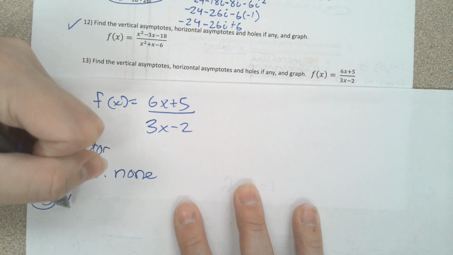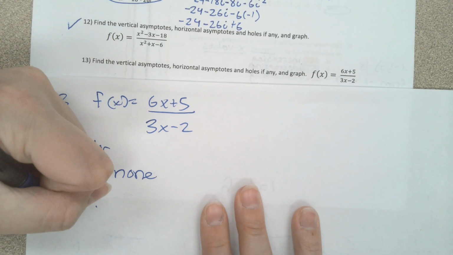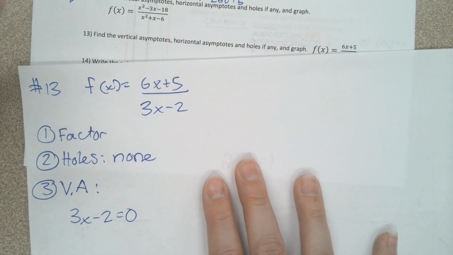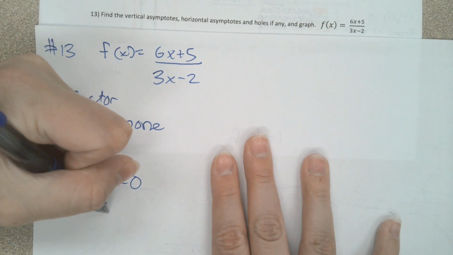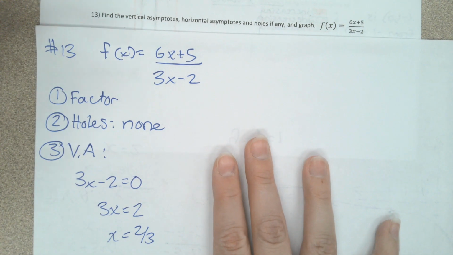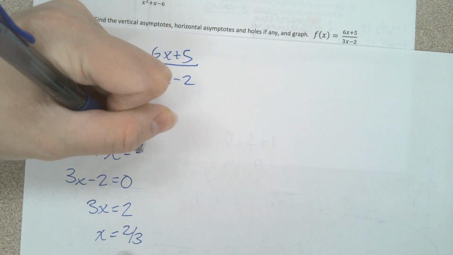Step 3 is the vertical asymptote. That's when we set the denominator equal to 0. So 3x minus 2 equals 0. If we add 2 over, we get 3x equals 2. X equals 2/3. So our vertical asymptote is at x equals 2/3.